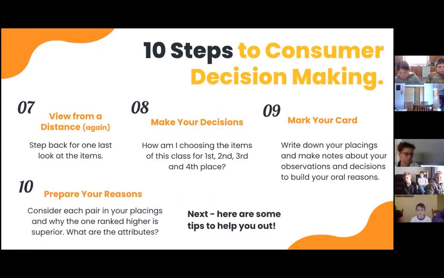Then number 8, once you've looked them all over, make your decision. If the closest to your ideal is within the budget, it should place first. The one most opposite of the ideal should place last. The items closest to your ideal should place higher. Number 9, mark these reasons on your card. Ensure that you mark the correct card for the class and make sure that you mark the order that you want.